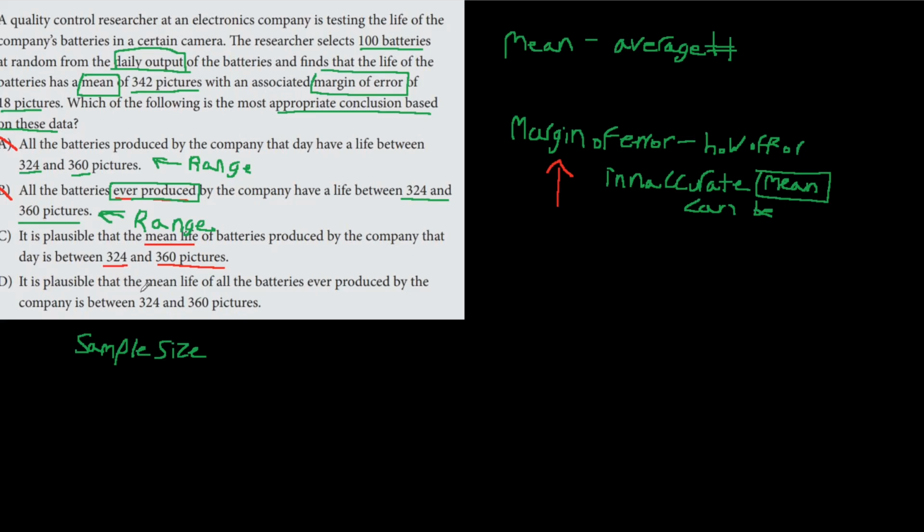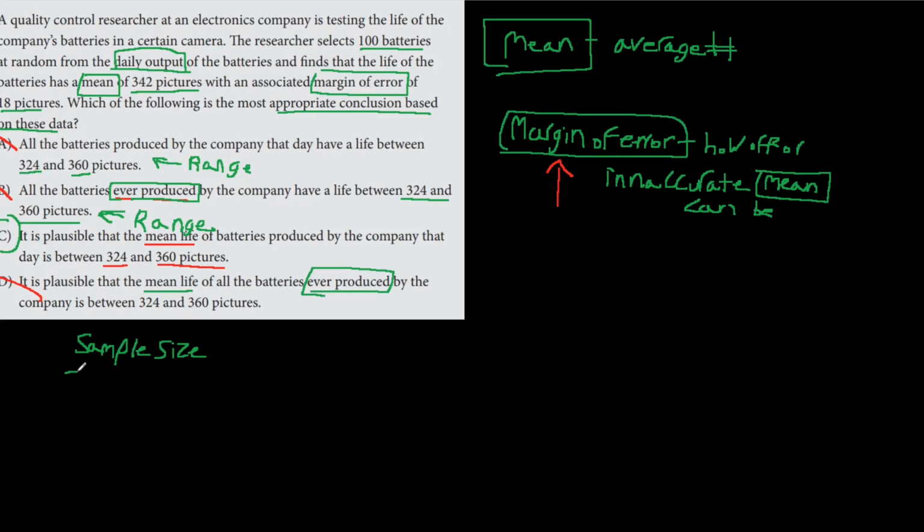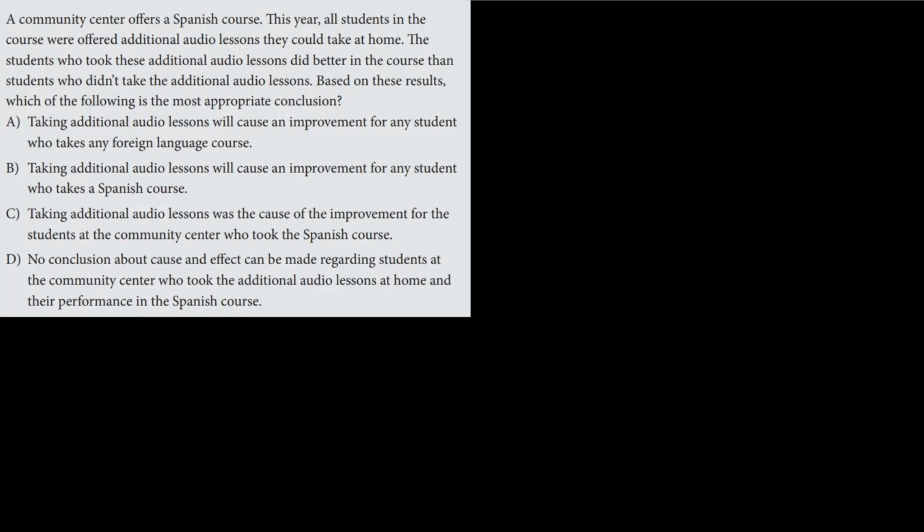It is possible that the mean life of all the batteries ever produced. So right there we already know that this is wrong, because once again the sample size is off, so we have C as an answer, right? So keep in mind the definitions of mean, margin of error, and how sample size accounts for bias in problems. So we're going to do another problem that asks about the same kind of question.